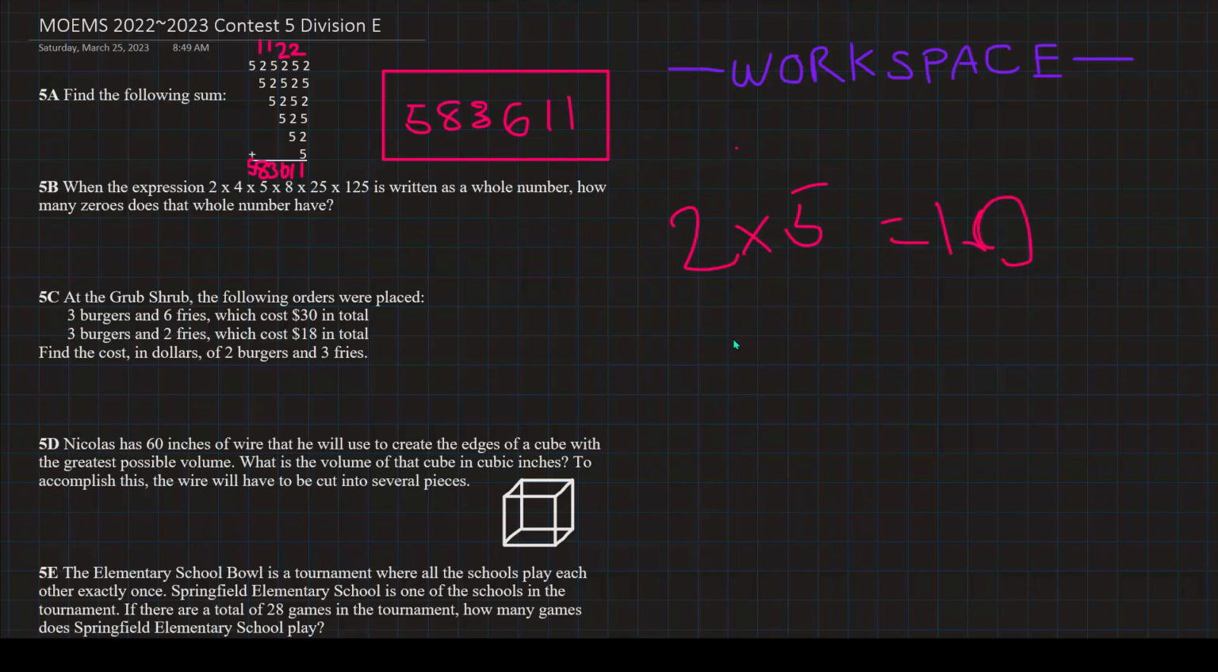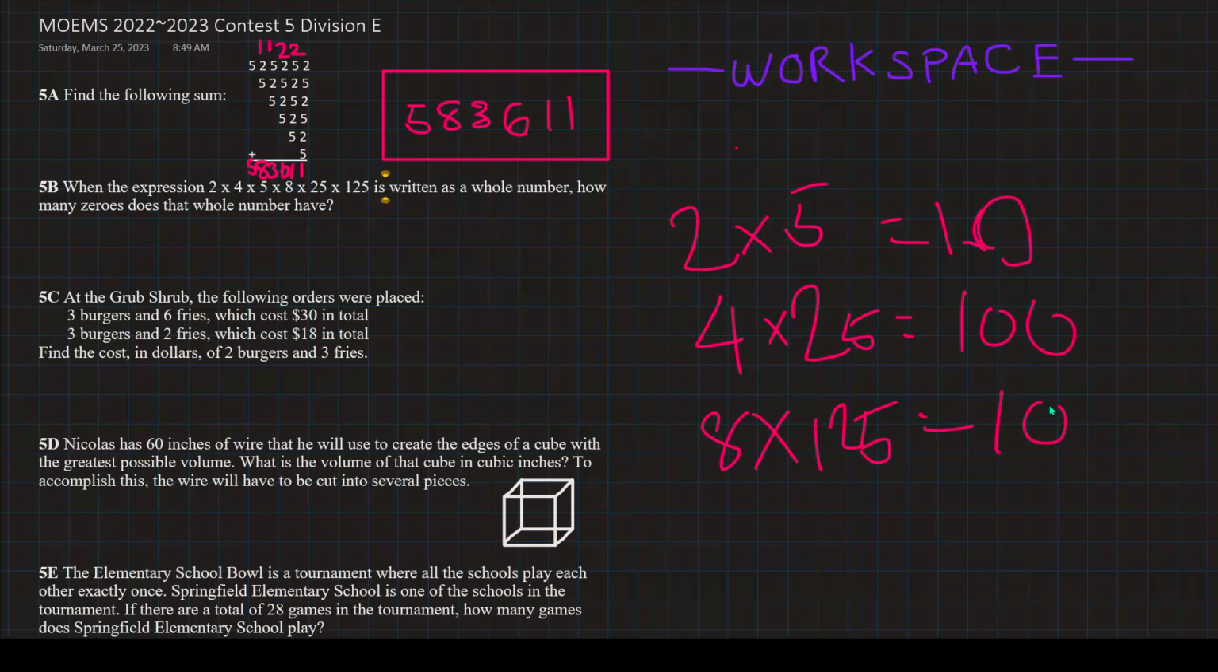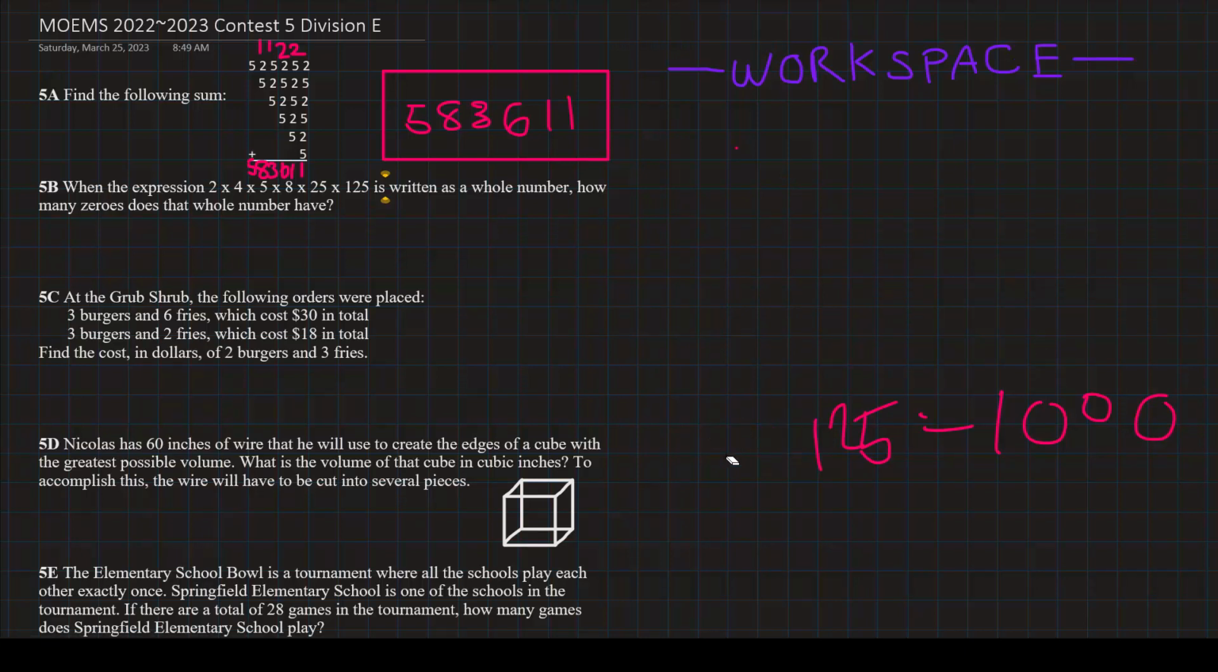Two other facts you should know are 4 times 25 and 8 times 125. These are respectively 100 and 1000. So these are some base 10 multiplication facts that you need to know by sight. If you do know these, then it should be pretty easy for you to solve this expression.